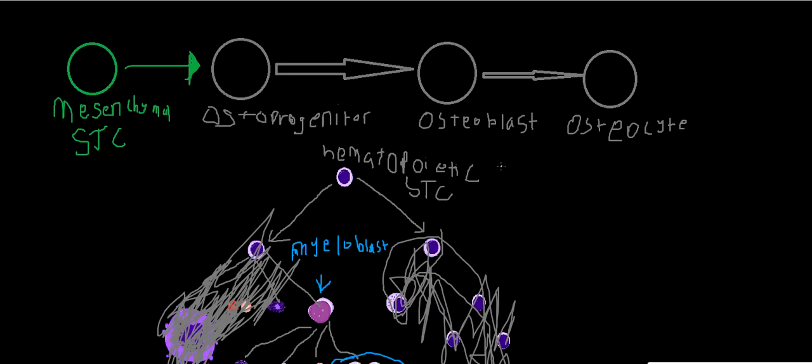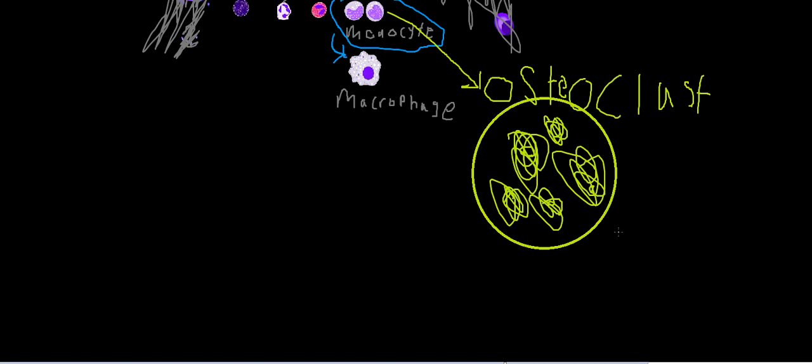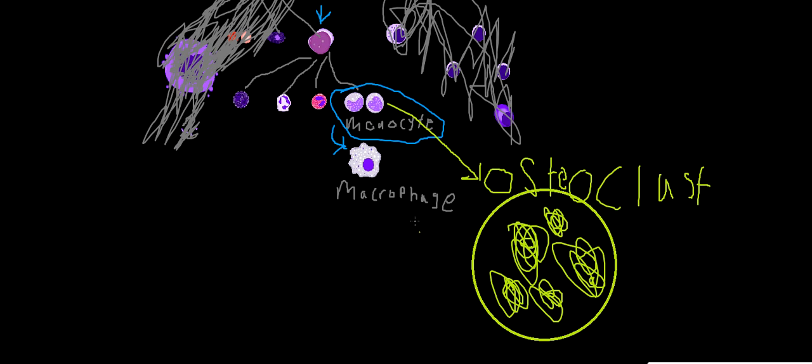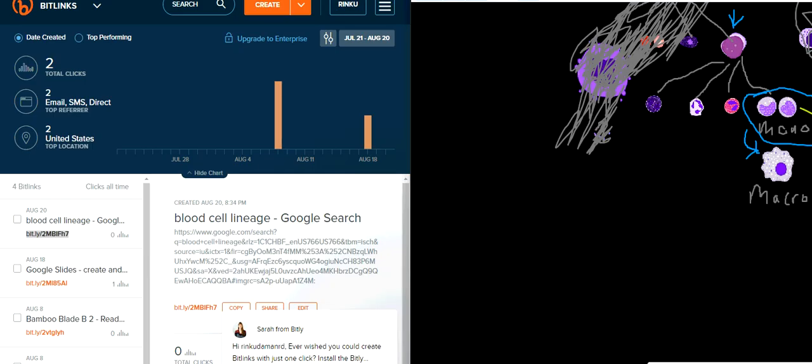Just in case you would like, the image credit is over here for what I'm highlighting with my mouse. It's bit.ly/2 and then a capital M, capital B, capital I, capital F, lowercase h, and then the number 7. Just in case you wanted to know, that's the image credit.